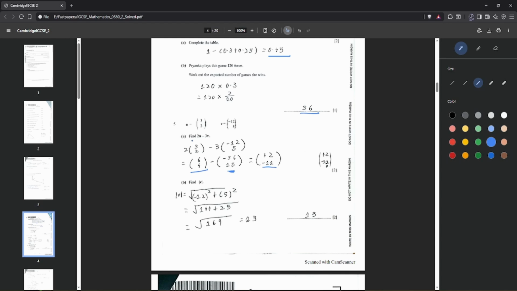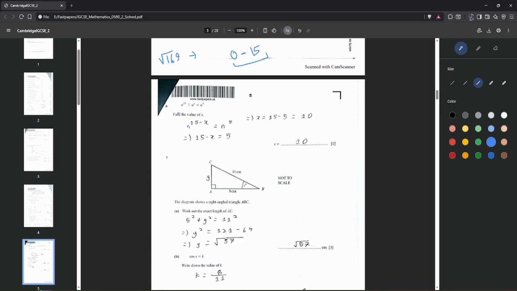Now find modulus of v. So we have v here. You need to do 12 square plus 5 square. So 12 square is 144 and 5 square is 25. So when we add these two, we get 169. And usually in a non-calculator question, you will get a square root which you can evaluate, right? So my suggestion would be to know the squares of numbers between 0 to 15. So root 169 is equal to 13.